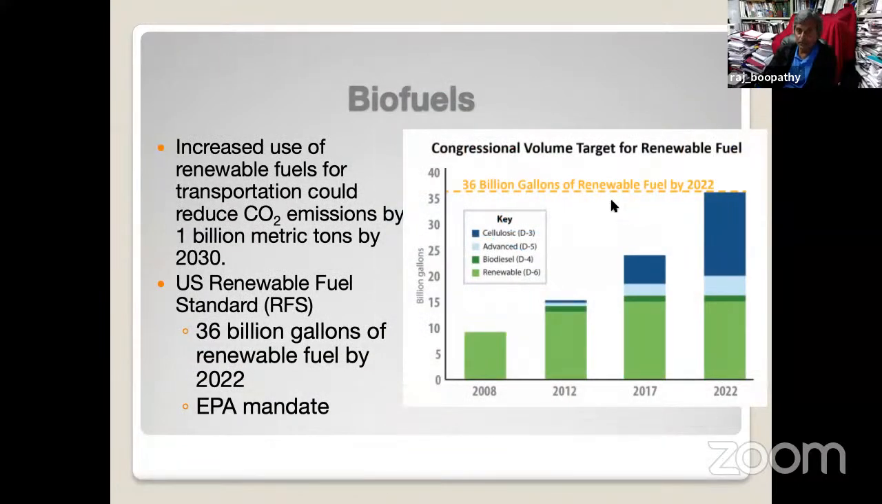The US has mandated how much biofuel we should make, and we are not able to meet that standard. We're still way below. We are only making 10 billion gallons. And by 2022, we are supposed to be making more than 35, close to 36 billion gallons of renewable fuel. We are not able to meet that yet. So we need to find a lot of different ways to meet the US government mandate.